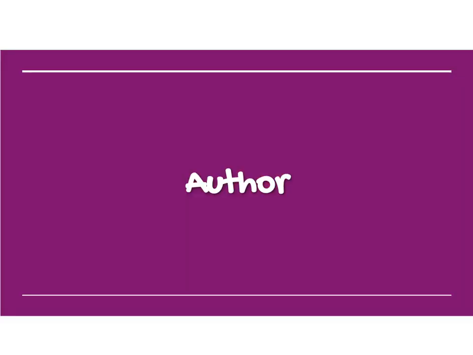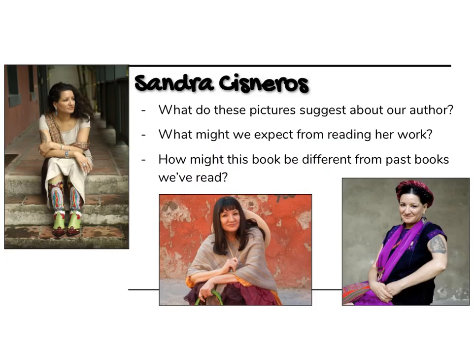The first thing we're going to talk about is the author. Her name is Sandra Cisneros. You can see on the screen there's some pictures of her. One from when she was a little bit younger and the other two from as she's gotten a little bit older. The book that we're reading is actually the very first book she ever published. But what I want you to consider is, what do these pictures suggest about our author? What might we expect from reading her work by looking at the pictures? And consider, how might this book be different from past books we've read?